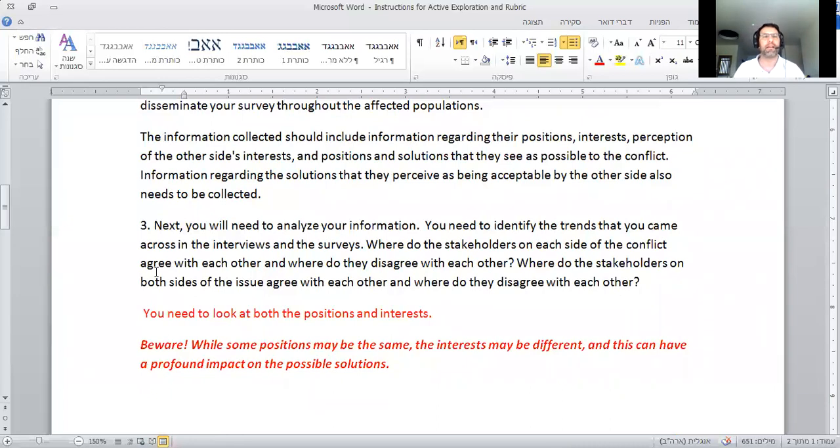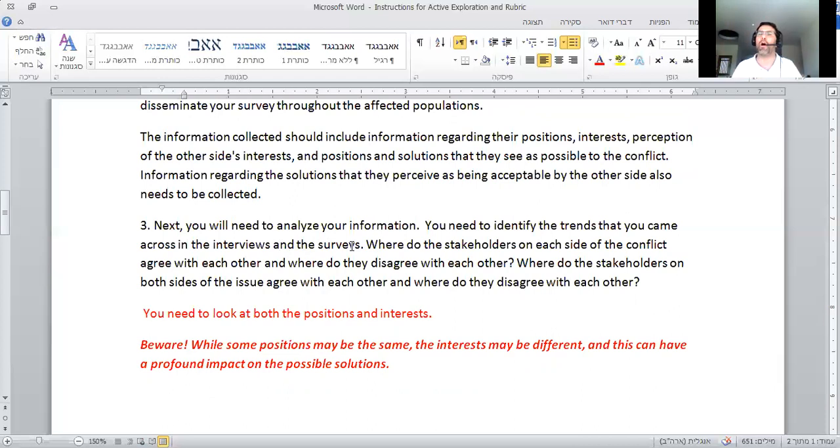Three, next you will need to analyze your information. You need to identify the trends that you came across in the interviews and the surveys. You may find out that we have common ground. You'll find this population thinks like this, and this population thinks like this, and we have a common ground in the middle. And when you start your negotiation, you will always start with the common ground.